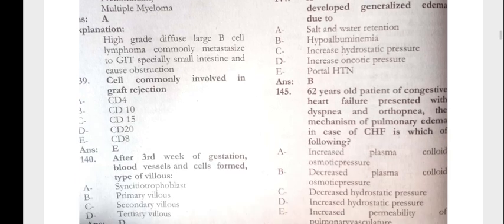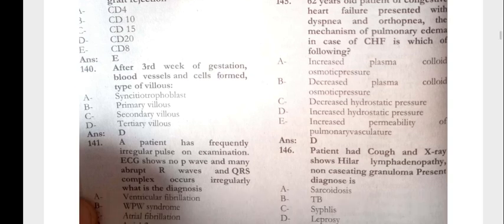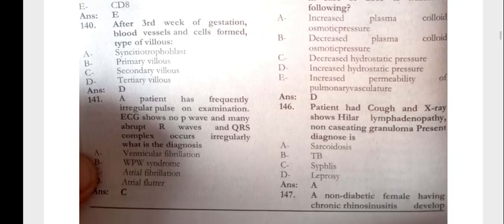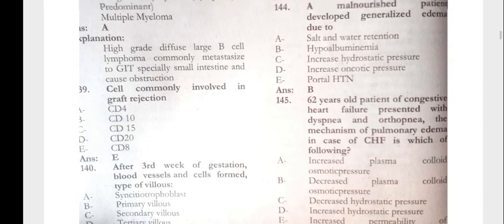Next, the cell commonly involved in the graft rejection is the CD8. After third week of gestation, the blood vessels and the cells form type of the villus, the tertiary villus. The patient has frequently irregular pulse on examination. There is no P wave, many abrupt R waves, and QRS complex regular. What is the disease? That is the atrial fibrillation.